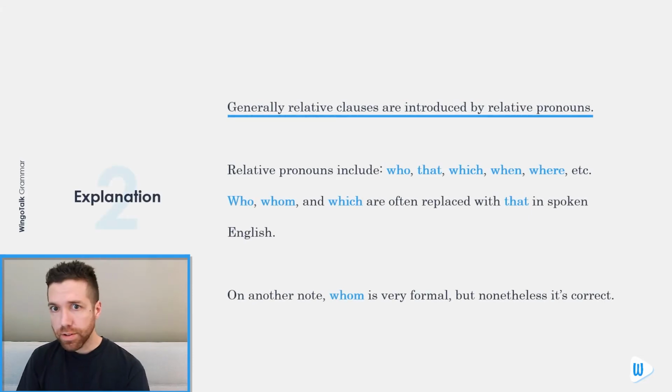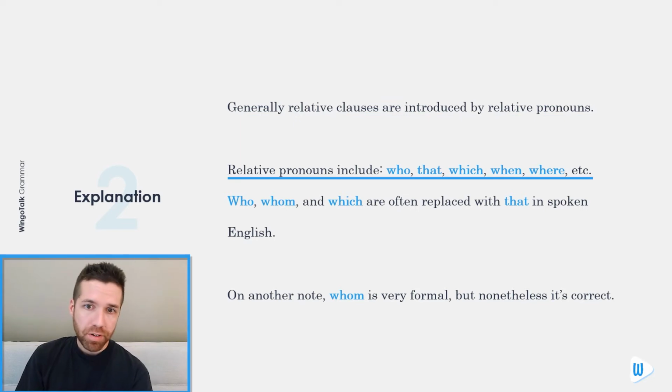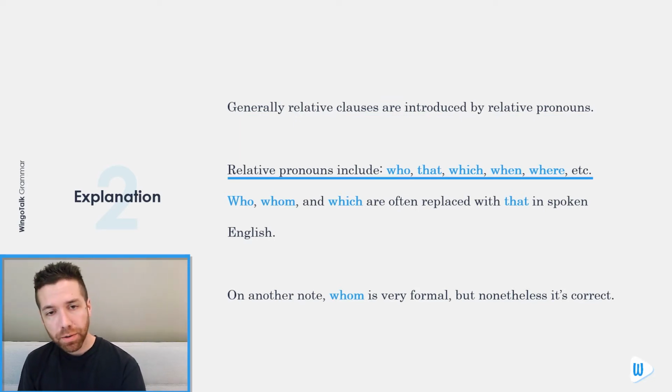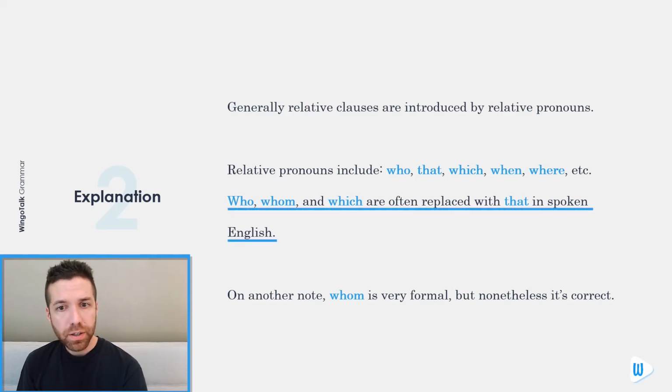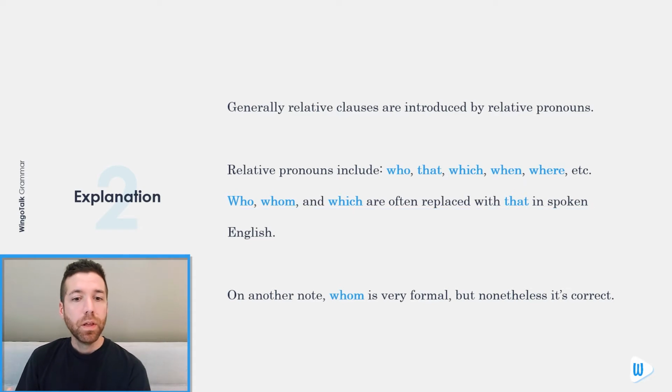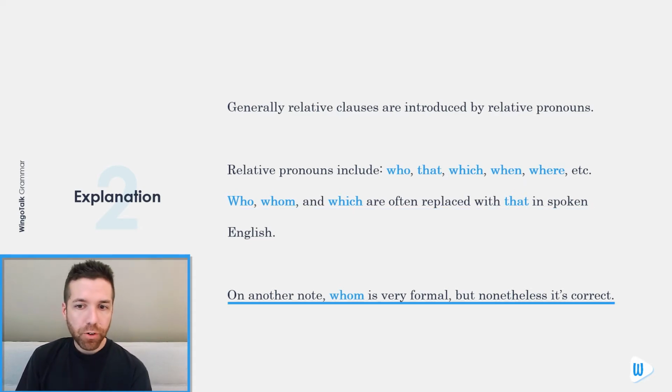Generally, relative clauses are introduced by relative pronouns. Relative pronouns include who, that, which, when, where, and so on. Who, whom, and which are often replaced with that in spoken English. On another note, whom is very formal, but nonetheless it's correct.